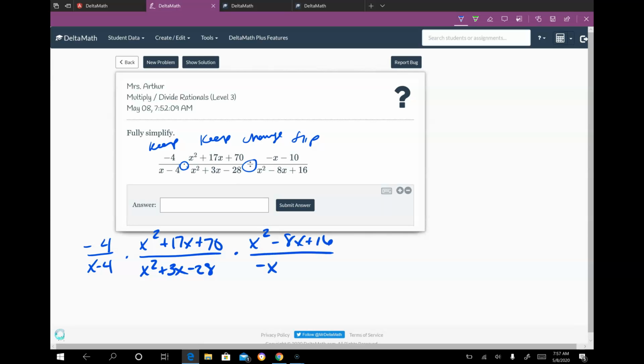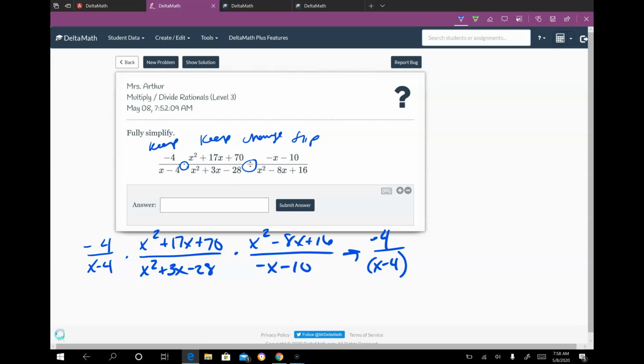All right, and now you're ready. Now it's all multiplication. And so we know that when we multiply, we just have to factor everything. So the negative 4 over x minus 4 can't be factored. That's it. Okay? Unless you want to say negative 1 times 4 to keep up with what we've been doing. So 4 times negative 1. Okay? Then, well, let's just leave it at negative 4.